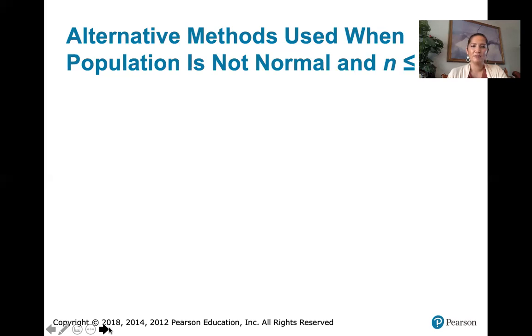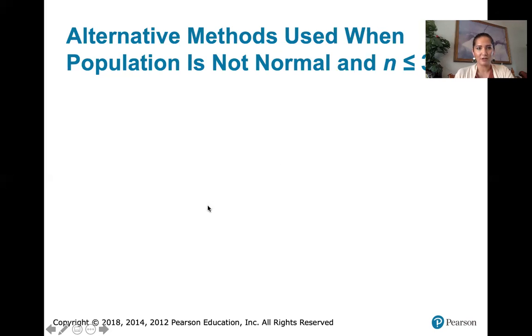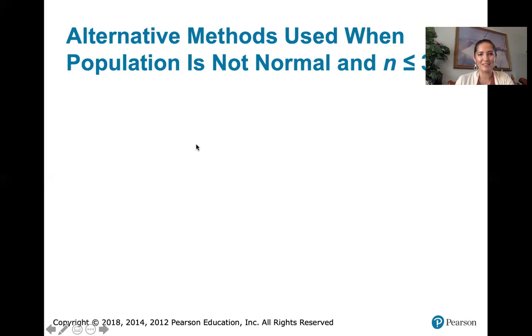Now, if the population that we are pulling from is not a normally distributed population, and the sample size is less than or equal to 30, then you do have some other options. I'm not going to go over those options in too much detail because we just don't have time in our course. But I want you to be aware of the fact that you can still test a claim about a mean in those cases. Here are some options for you.